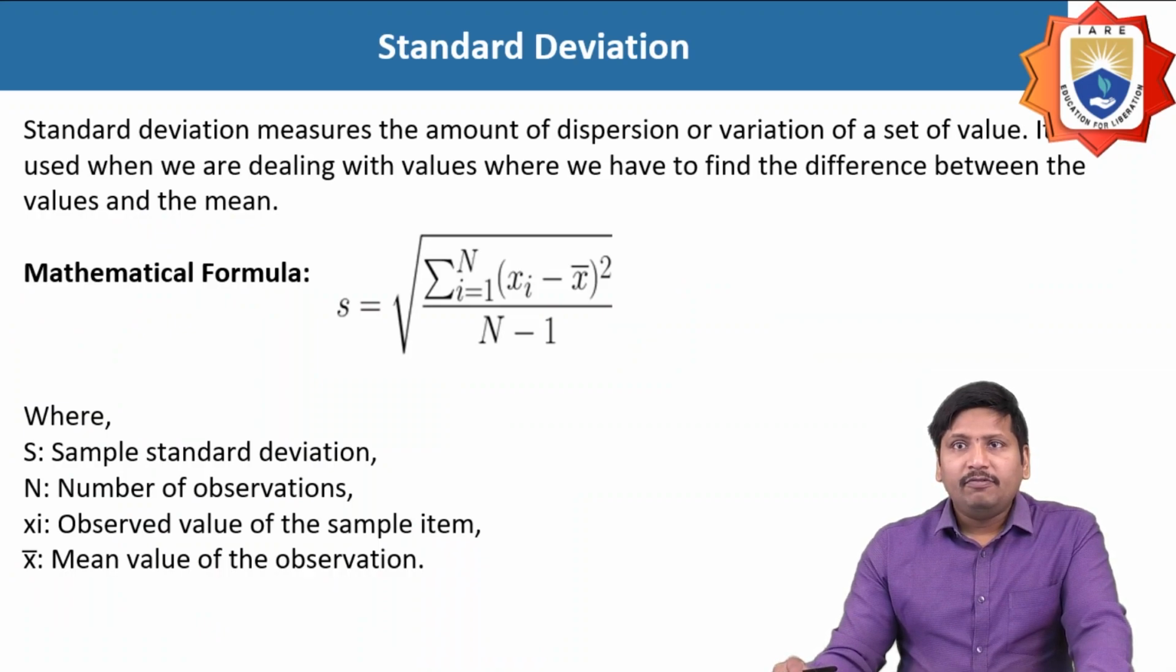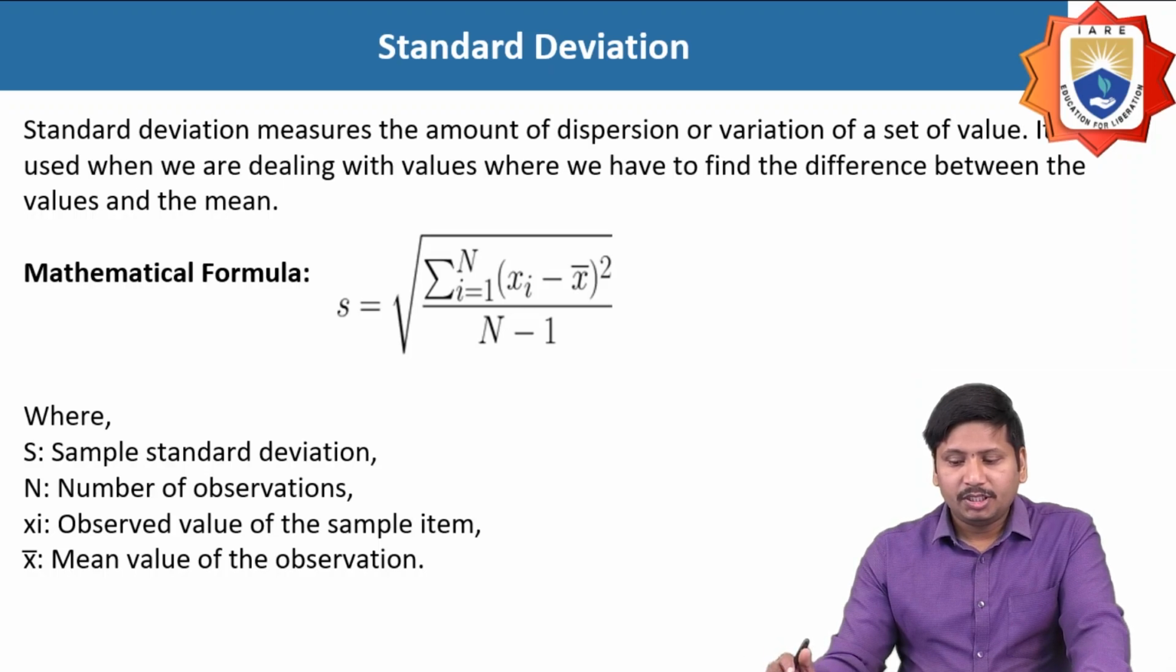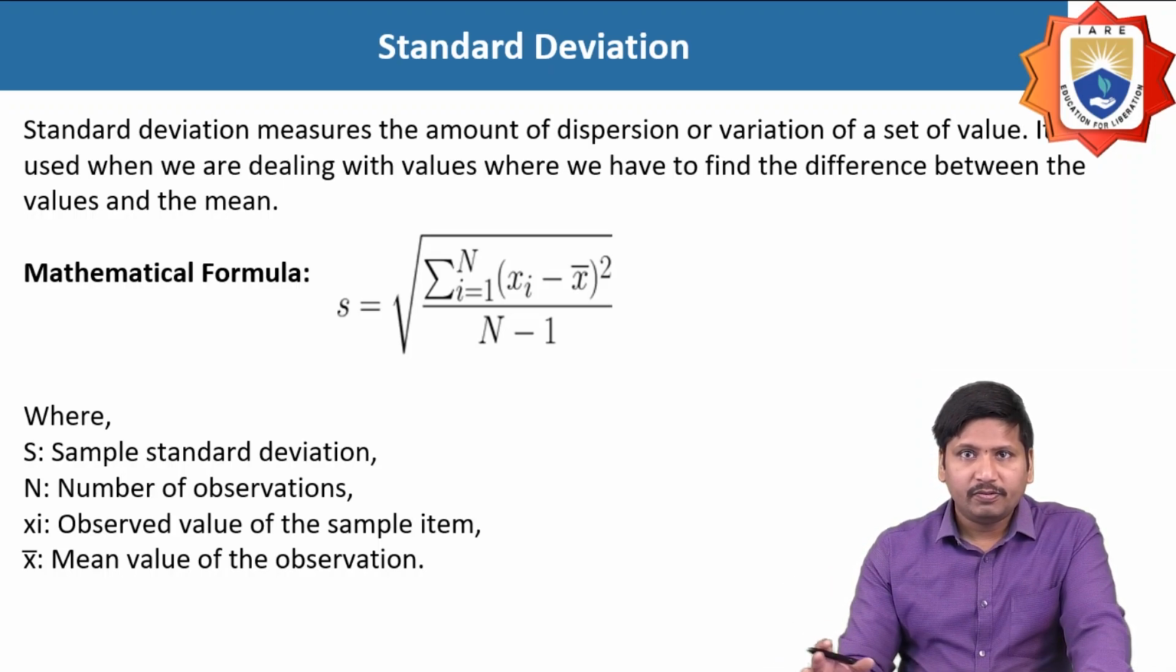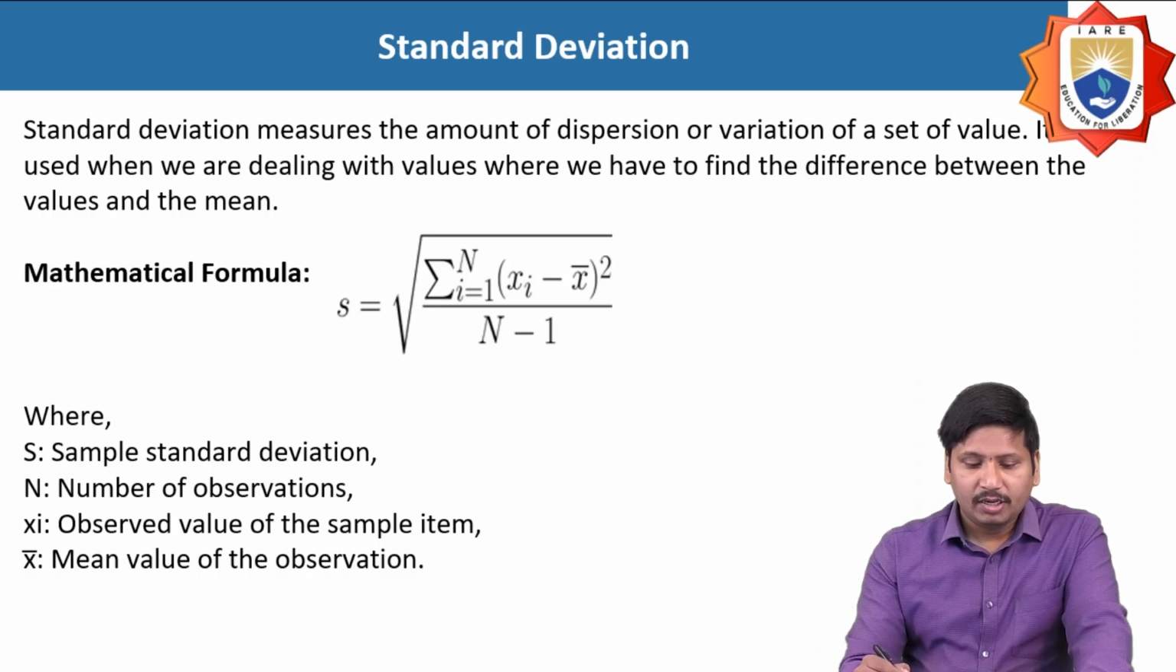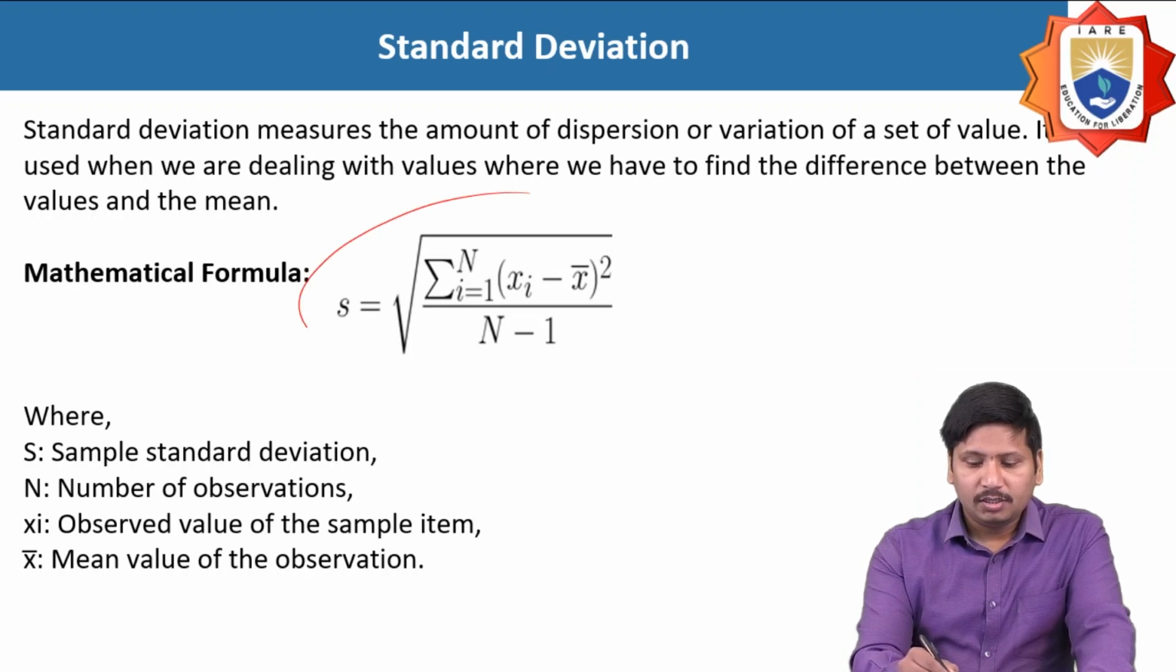Next one is standard deviation. Standard deviation measures the amount of dispersion and variation of a set of values. It is used when dealing with values, to find the difference between the values and the mean. For that, we have an equation like this.